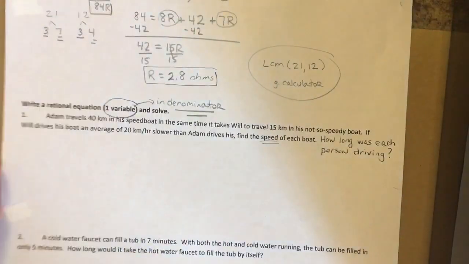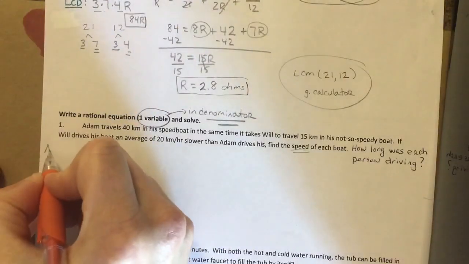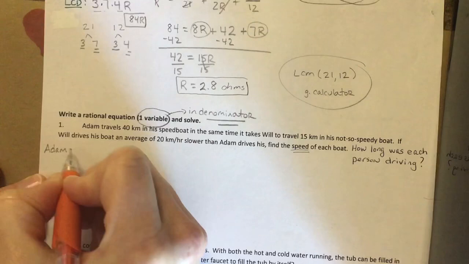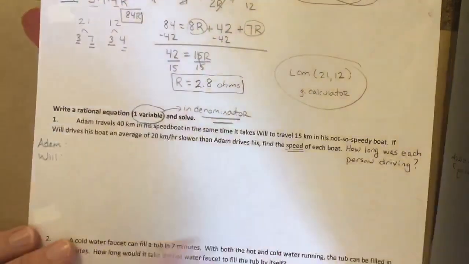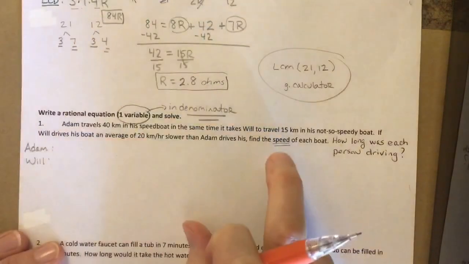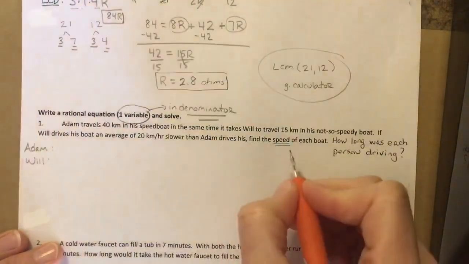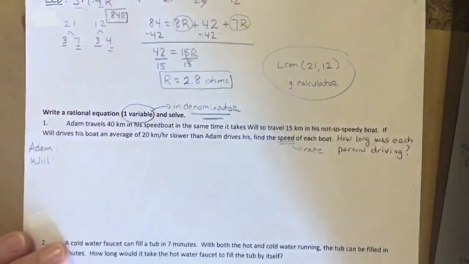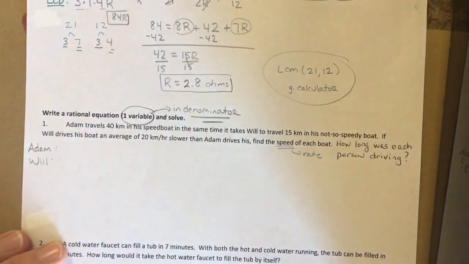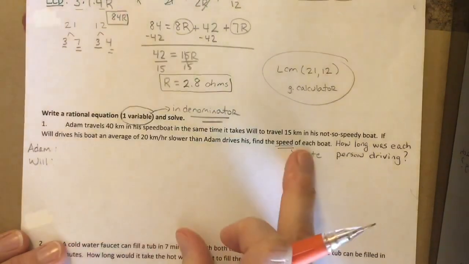Okay. So who do we have? We've got Adam and we've got Will. All right. What's the variable? Well, we're trying to find speed. And in math, we usually call that rate. Okay, R. All right. Now, are they both going to be R?